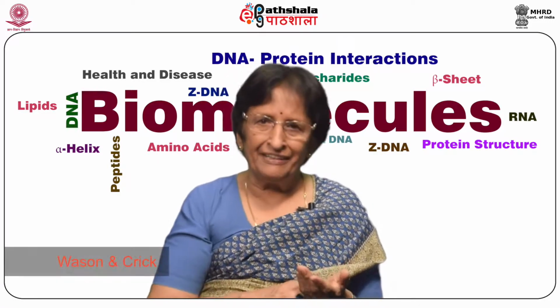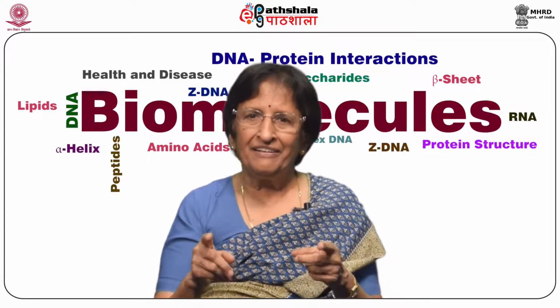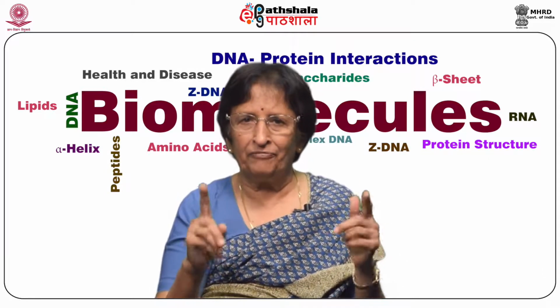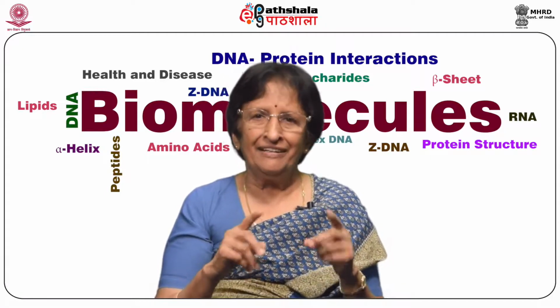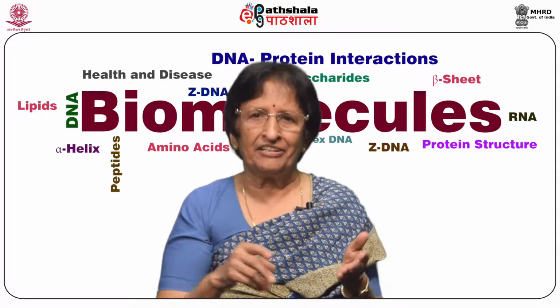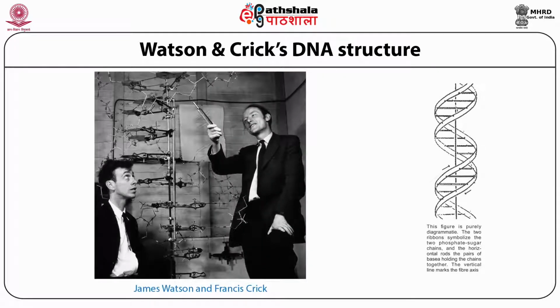Watson and Crick named these two forms as B, which is the highly hydrated form of DNA, and A, which is hydrated with less hydration. We show here a beautiful photograph of James Watson and Francis Crick. They are with their DNA model and discussing it.